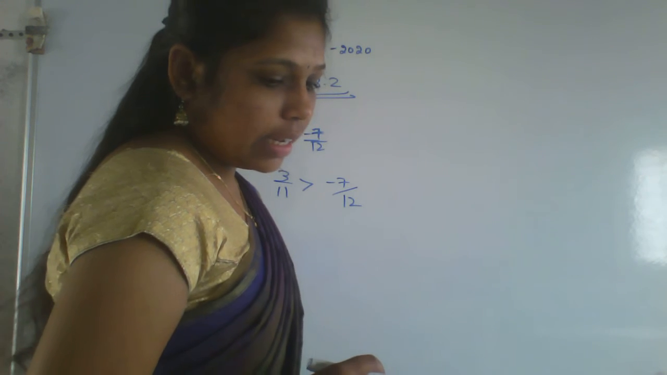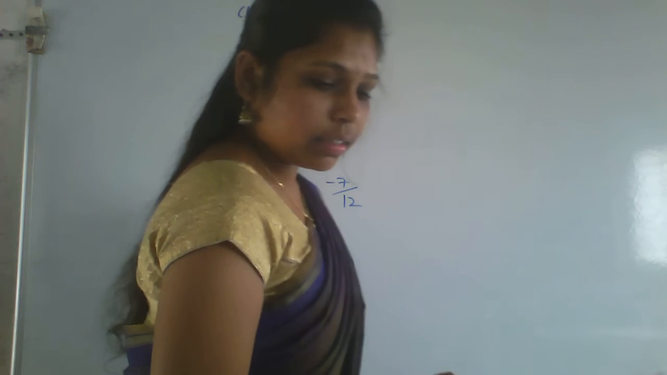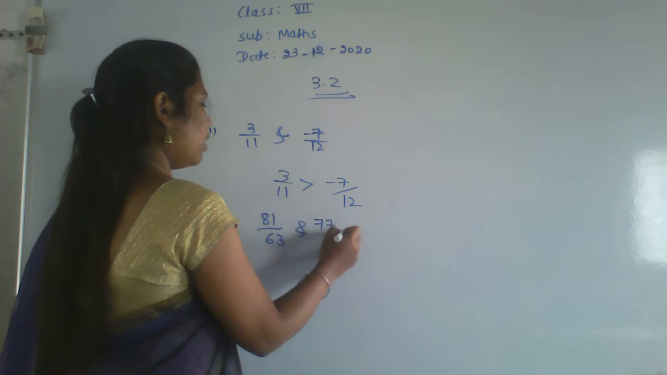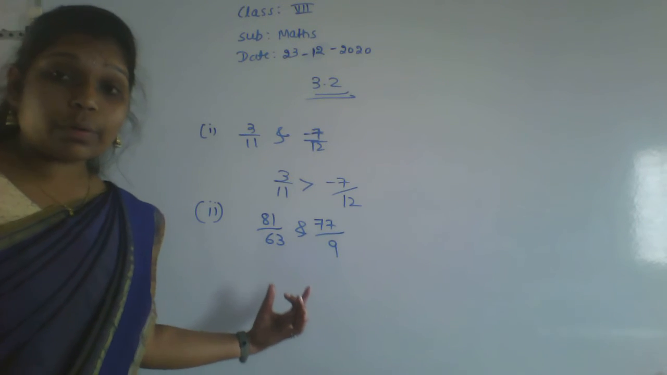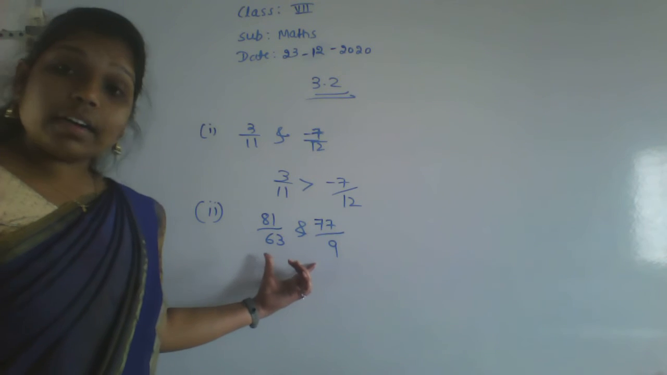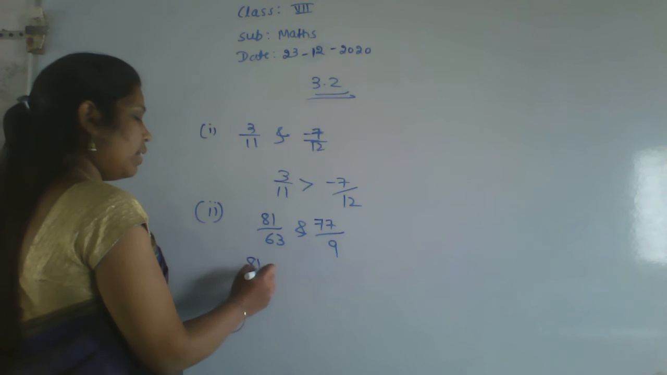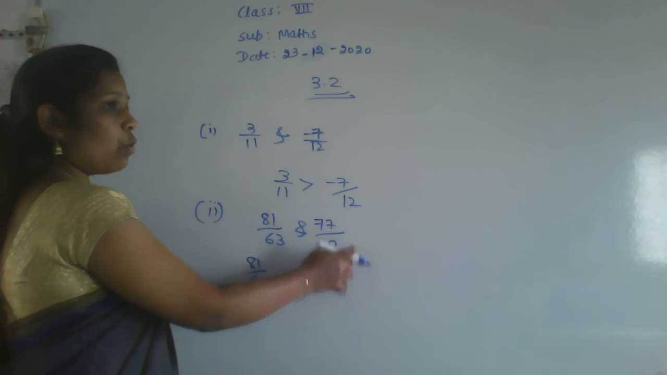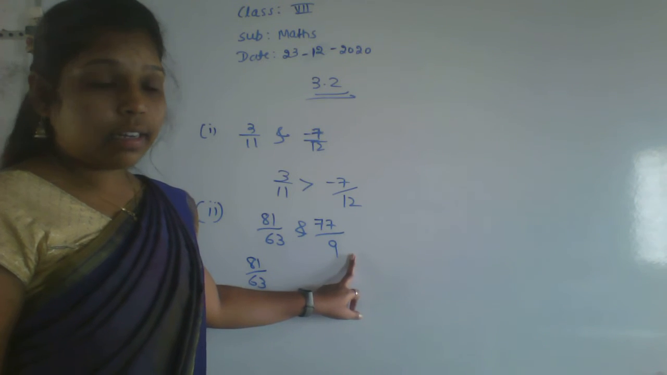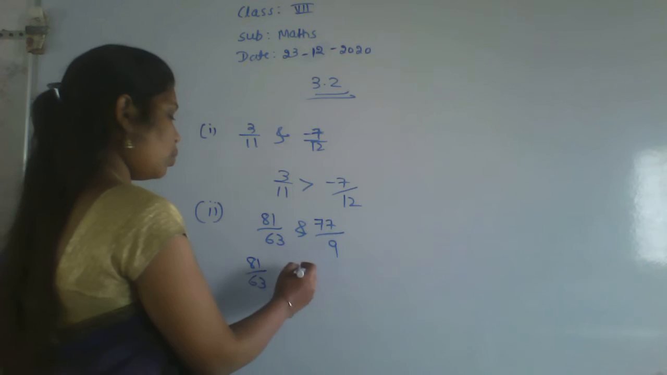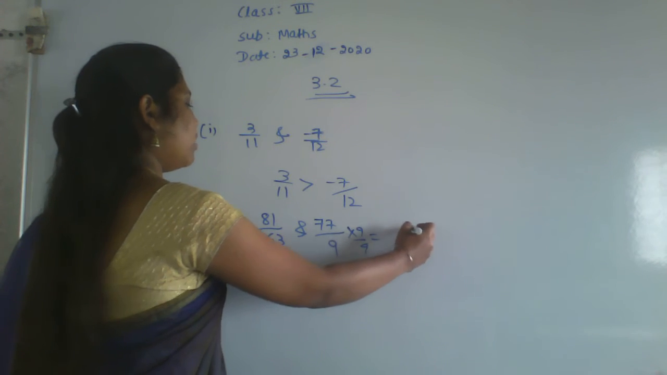That is 81 by 63 and 77 by 9. Okay. So which one is the greater? We can't say, because both are positive. Then we have to make the denominators equal. So already 63 is here, so leave it. What value do we have to multiply by to make 63 here? 9 7s are 63. So multiply 77 by 9.